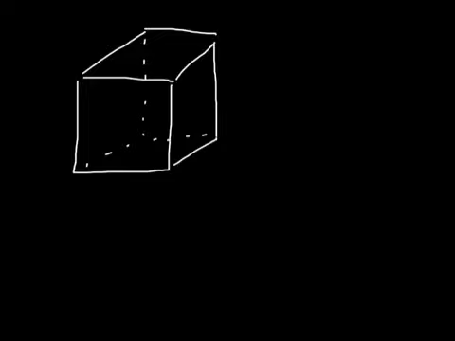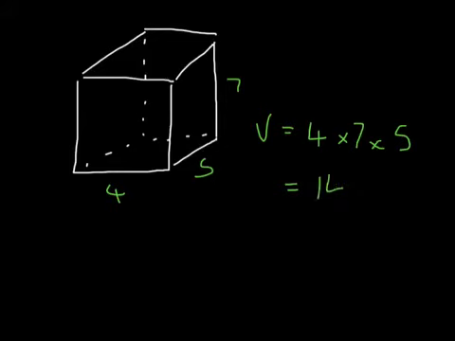So let's quickly do an example with this one. 4, 5, 7. The volume is going to equal the surface area of the face times by the perpendicular height. It's a fancy way of saying just times by the depth. So the face is 4 times 7, and then times by the depth is 5, and that equals 140, I'm going to use centimeters, cubed.